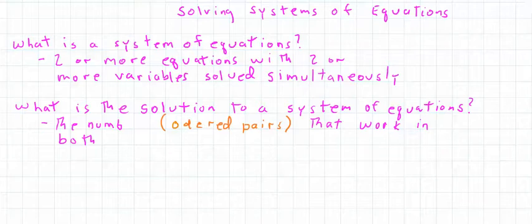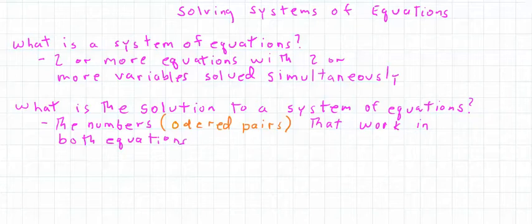We will be primarily working with systems in two variables with two equations, although we will do three equations and three variables. What is the solution to a system of equations? A solution is the ordered pair, or numbers, that work in both equations. They must work in both equations.